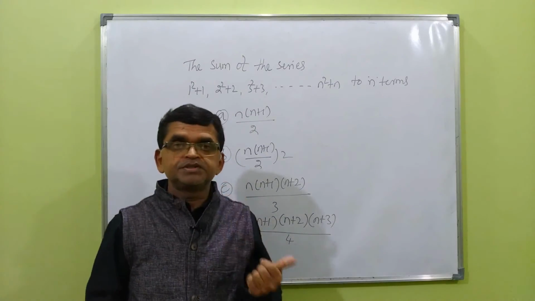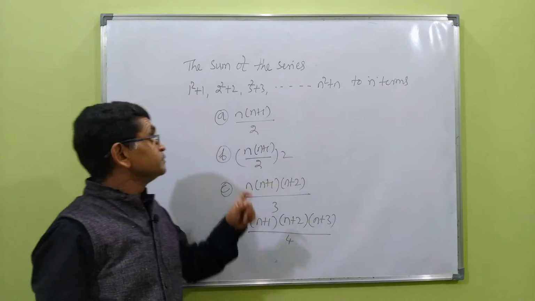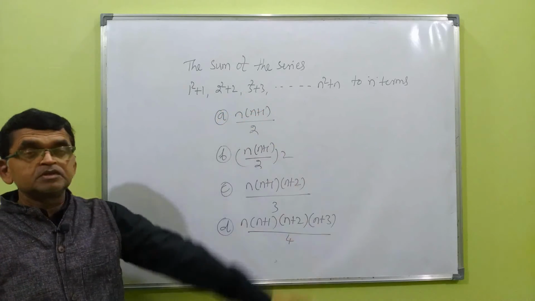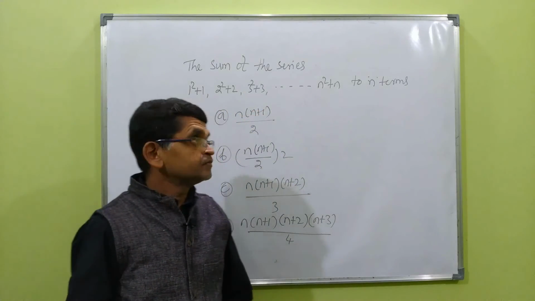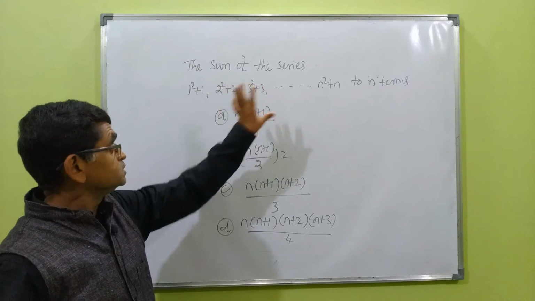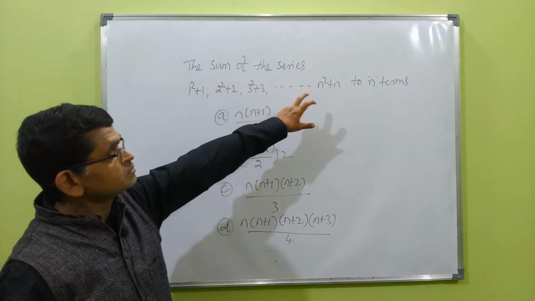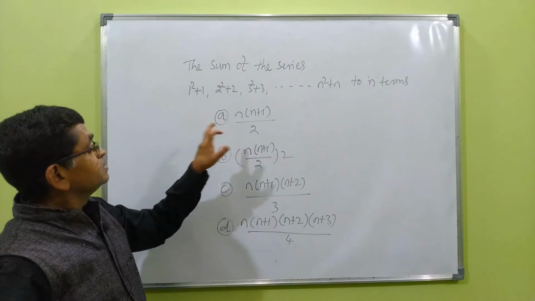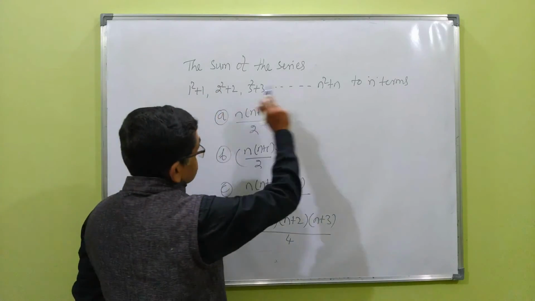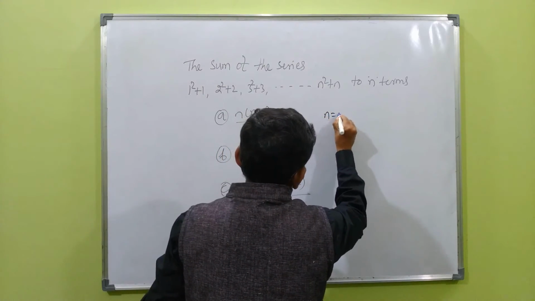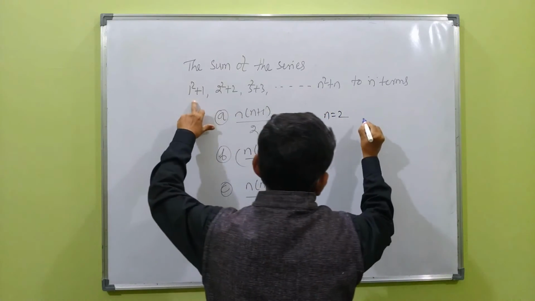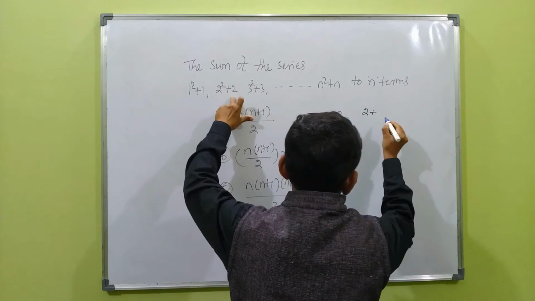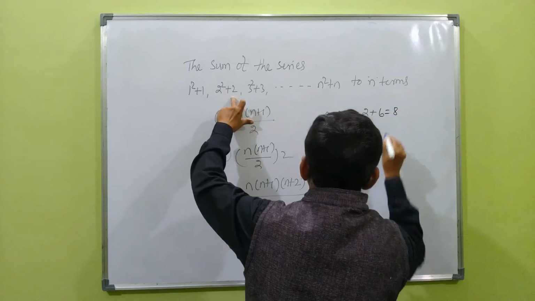Another progression question: 1 square plus 1, 2 square plus 2, 3 square plus 3, and so on up to n square plus n. The sum of this series, let us consider again 2 terms. At n is equal to 2, this will be 1 square plus 1, that is 2, plus 2 square plus 2, that is 6. This will be 8.